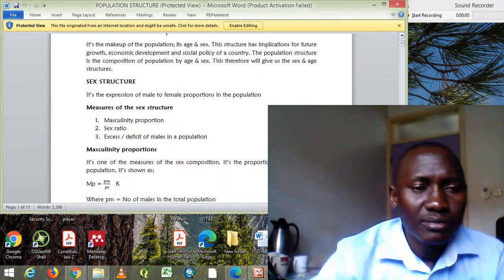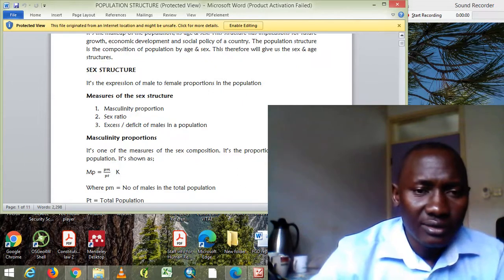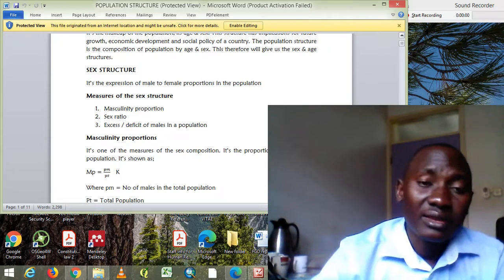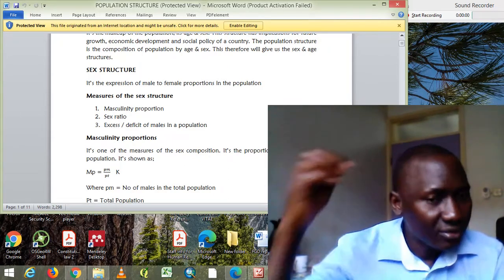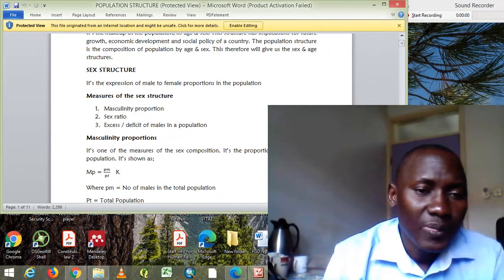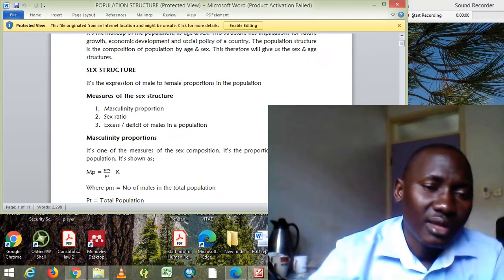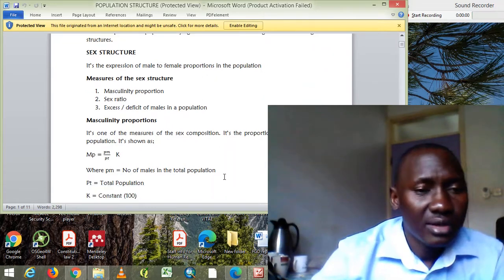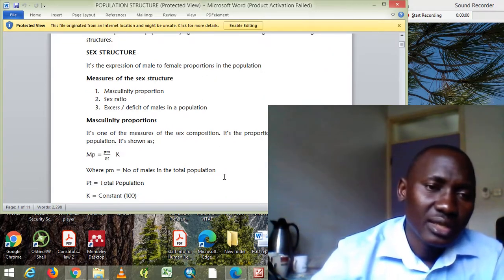Masculinity proportion simply looks at the sex composition of a population in terms of the proportion of males in the population, given by the formula which we have in the notes: masculinity proportion equals population of males over total population times K, where PM is population of males, PT is total population, and K is a constant.